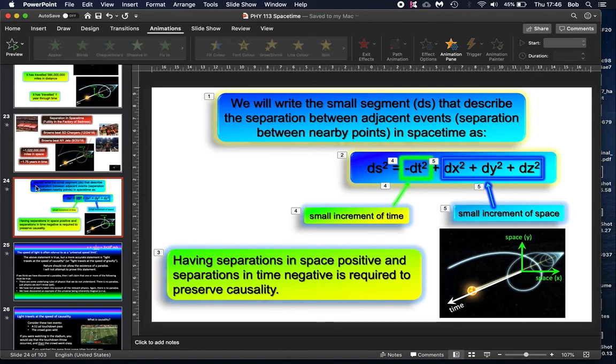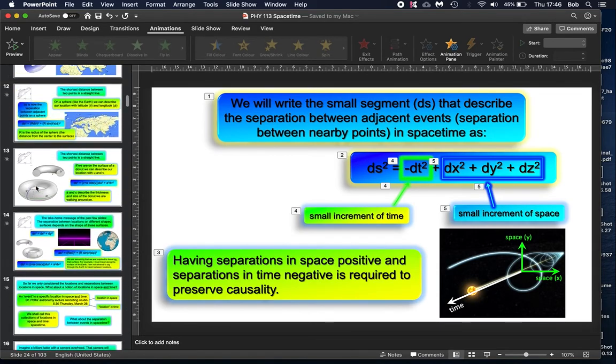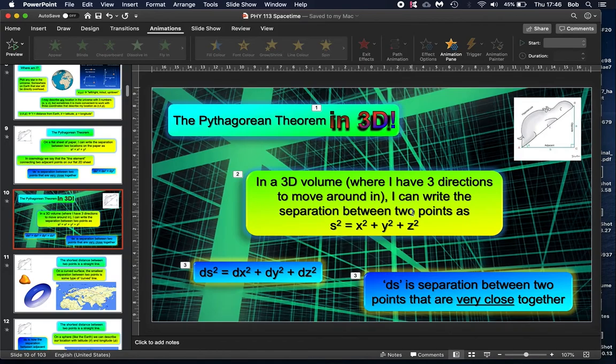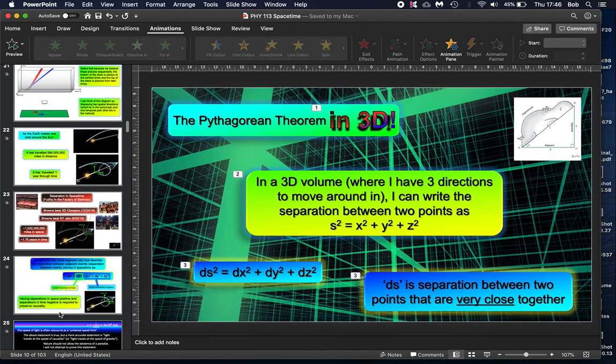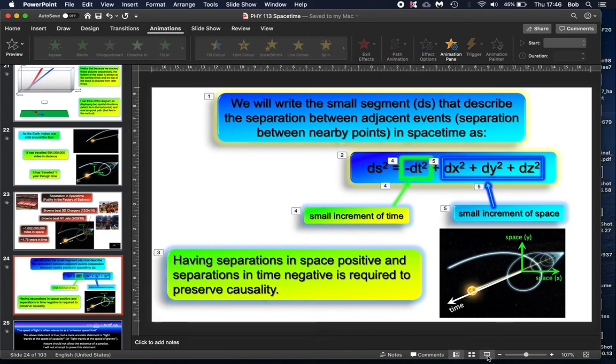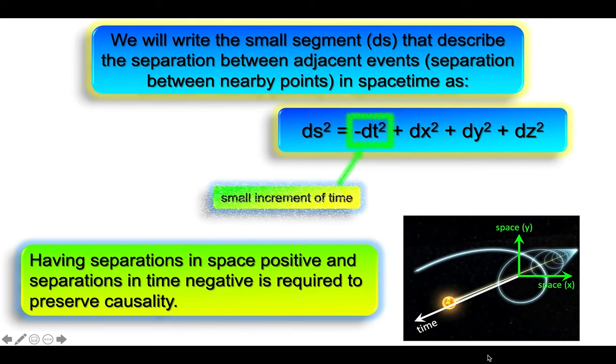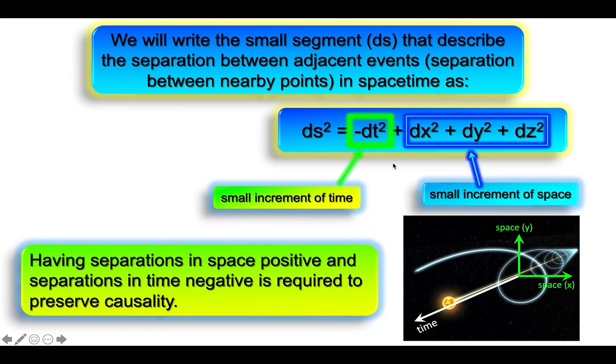So, this separation between locations in space and time looks very similar to what we saw for the Pythagorean theorem in 3D, where we were talking about the separation between locations in space as dx squared plus dy squared plus dz squared, but we're also just adding a negative dt squared to talk about the separation between locations in time. So we have a small increment of time over here and a small increment of space over there. And this negative sign is going to be very important.